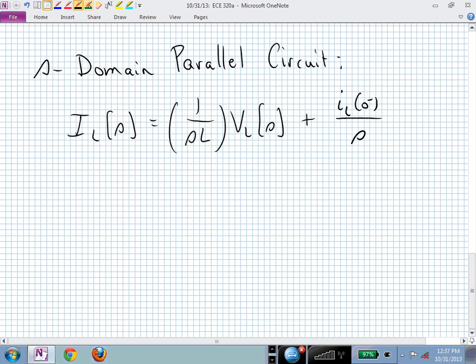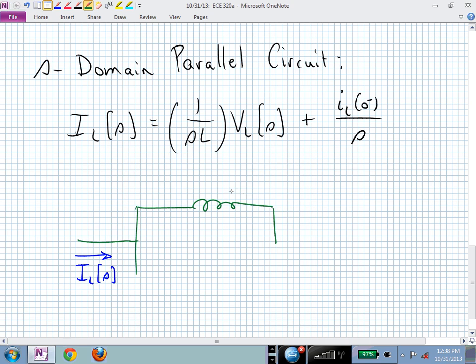Meaning, and the way that I find it easiest to think about is, here's my inductor current, and I actually have two parts to that current.